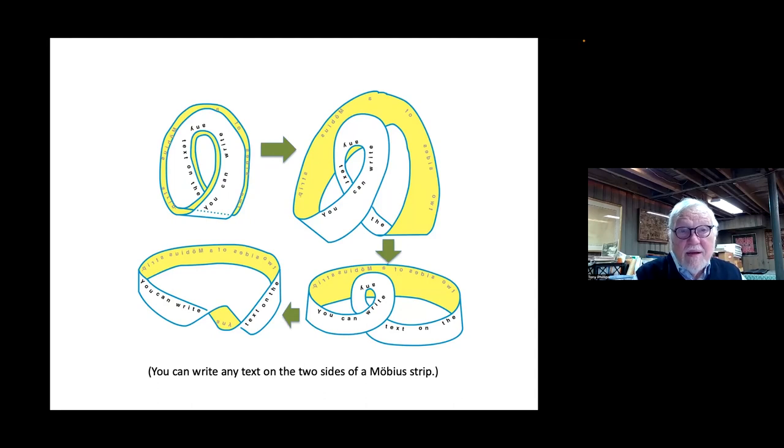So you can write any text on the two sides of a Möbius strip. So it's a lovely movie, but it gives people maybe the wrong impression that there's some non-orientable topology in the Crab Canon. The Crab Canon is a totally amazing piece of music, but it is not amazing in this particular way.